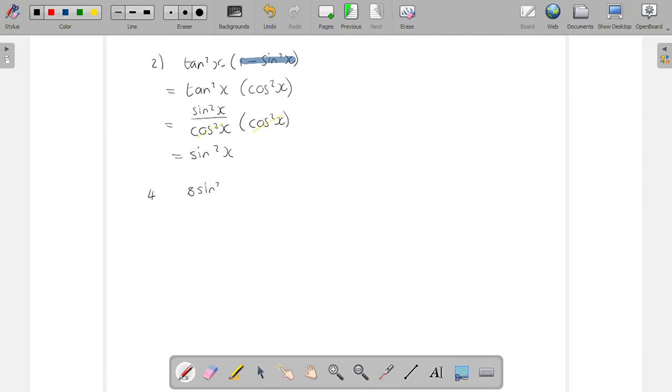For example, if the given equation was maybe tan x cubed, would you also be able to say sin x cubed over cos x cubed? Yeah, like this.